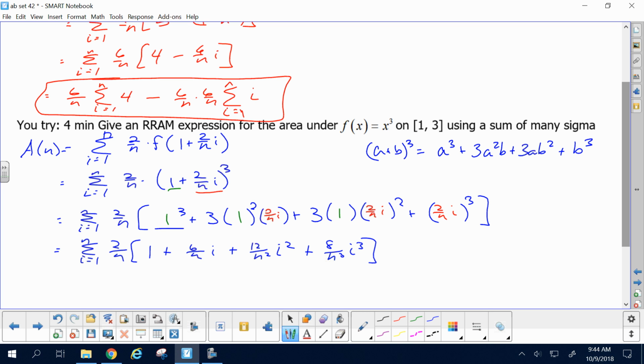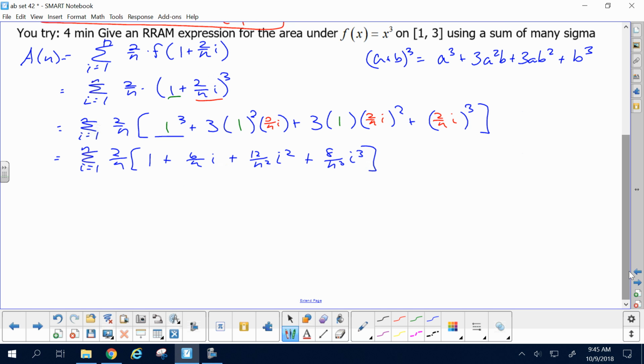Hey, how we doing, people? All right, so I'm feeling the last one might be something like 2 over n times the sum of a bunch of 1s, 12 over n squared times the sum of a bunch of i's, maybe 24 over n cubed times the sum of a bunch of i squareds, and 16 over n to the 4th times the sum of a bunch of i cubes.